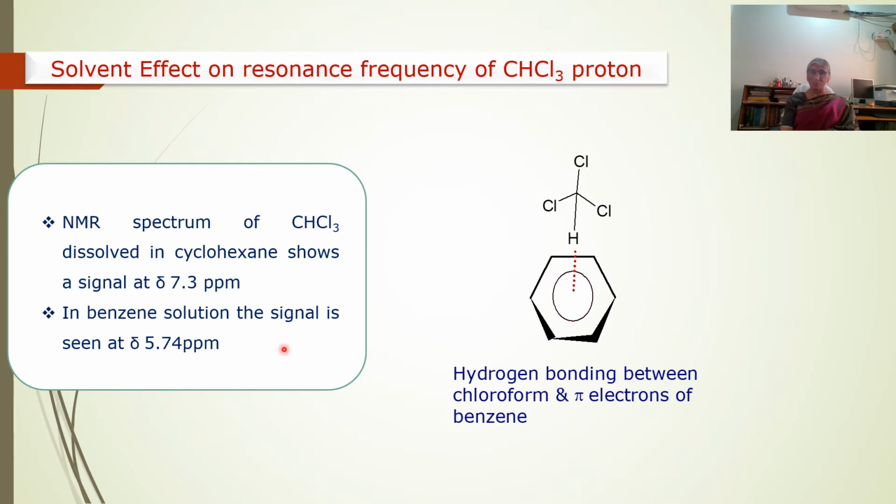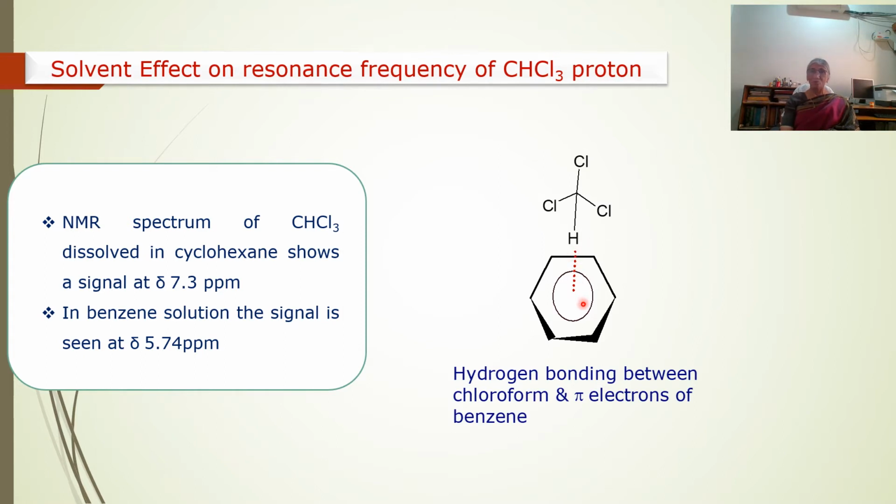Why does it become shielded in the presence of benzene? We know that benzene is an electron-rich molecule and it behaves like a Lewis base. So chloroform forms a hydrogen bond with the pi electrons of the benzene ring and is held above the benzene ring. So we can think that the proton will feel a de-shielding effect due to the hydrogen bonding. But the signal in the presence of benzene is shifted towards the higher field, that is, the proton becomes more shielded.